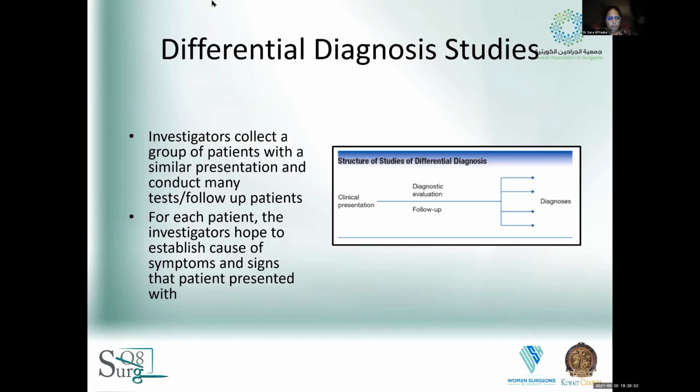Okay, so the other type of study is a differential diagnosis study. Investigators collect a group of patients with a similar presentation. You record the signs, symptoms, and other elements, and then you test them to see what the actual diagnosis is. This informs you of what signs and symptoms you should be looking for.